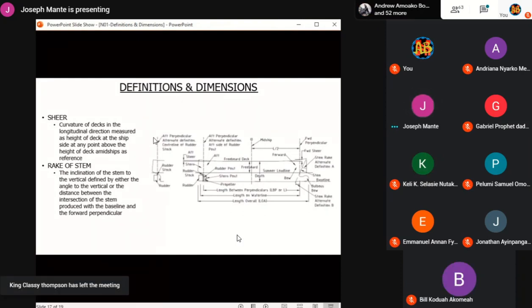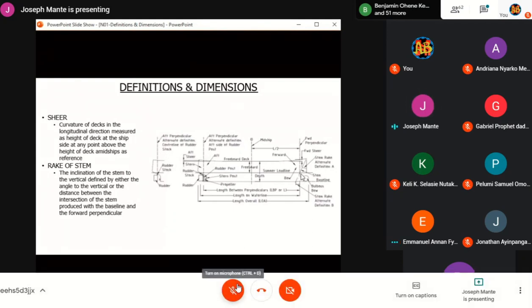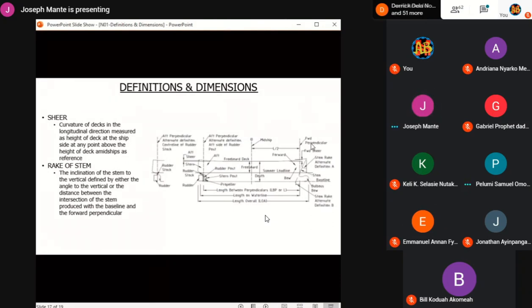The rake of stem is the inclination of the stem to the vertical, defined by either the angle to the vertical or the distance between the intersection of the stem produced with the baseline and the forward perpendicular. You have seen the diagram here. Go to the forward side, you see where the bulbous bow is? There is the summer load line and the forward perpendicular, and they form a certain angle there. That is the angle formed by the stem.